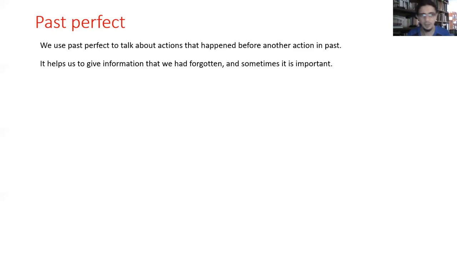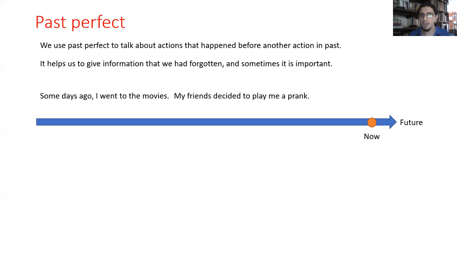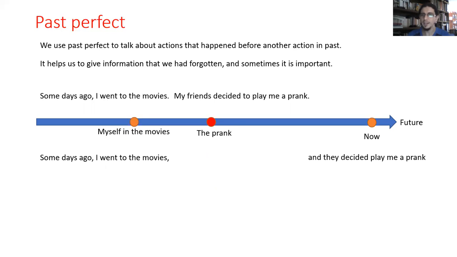Okay, to give context. Some days ago, I went to the movies. My friends decided to play me a prank. In this timeline, we have the future on this side, and we have now. We also have myself in the movies, because I went to the movies, and my friends played me a prank here. We don't know if we were together, if I arrived before or after them. We don't know. So in this different example, some days ago, I went to the movies, and they decided to play me a prank here.